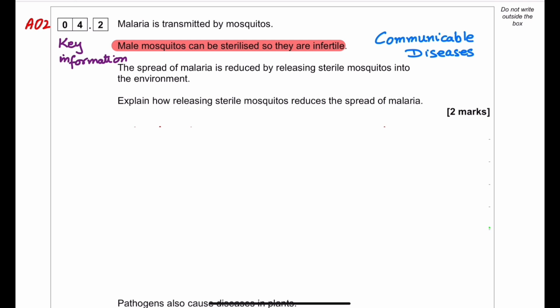By using the key information, by sterilizing, it means the mosquitoes are infertile. So they are unable to produce offspring. Therefore, fewer mosquitoes are in the environment which can bite the people. So fewer mosquitoes will pass the pathogens to the people. Let's see the model answer.